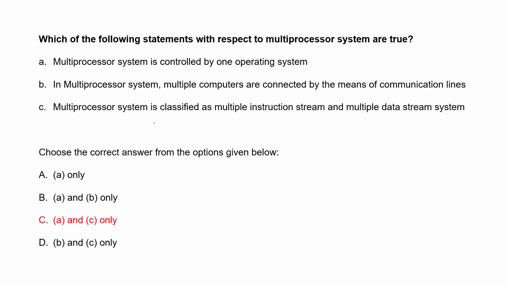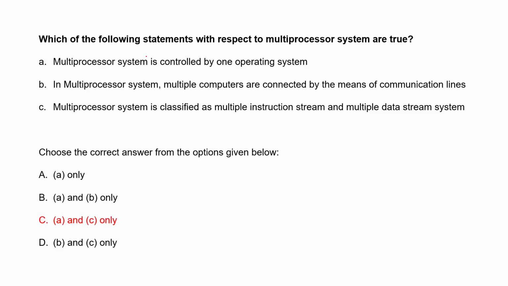Next one: which of the following statements with respect to multiprocessor systems are true? What is a multiprocessor? Multiprocessing means multiple processors run under the same computer operating system. Multiprocessor is different, multicomputer is different. A multiprocessing system is controlled by one operating system. For example, I will open several systems, several processes.